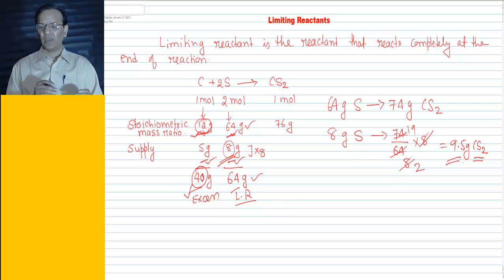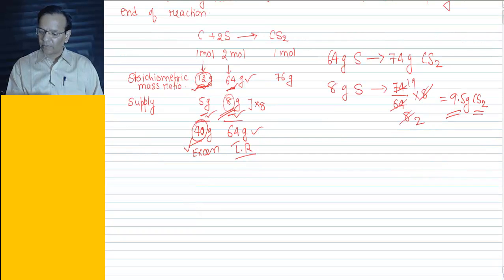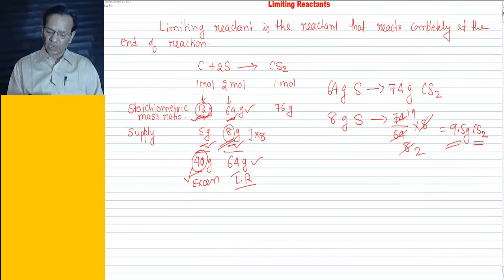What happens if we determine the limiting reactant wrongly? Suppose we commit some mistake and we determine the wrong limiting reactant. In this case, suppose somehow by doing some calculation mistake, we obtain carbon as the limiting reactant. What would have happened? Then we would have calculated the mass of product using carbon.